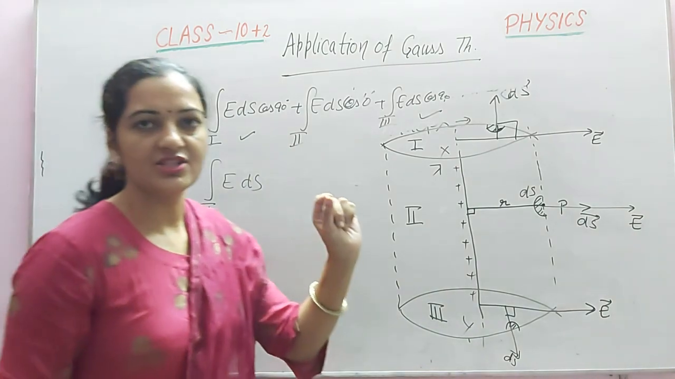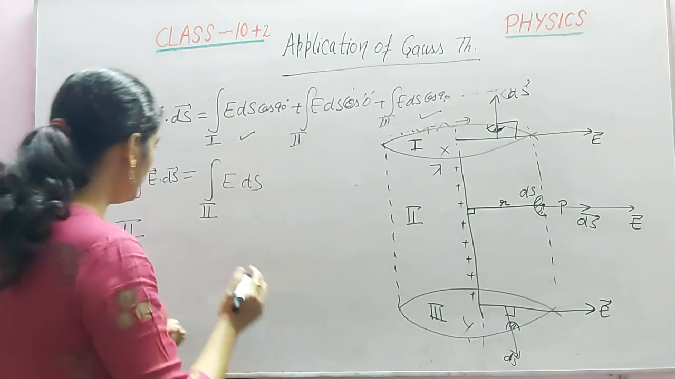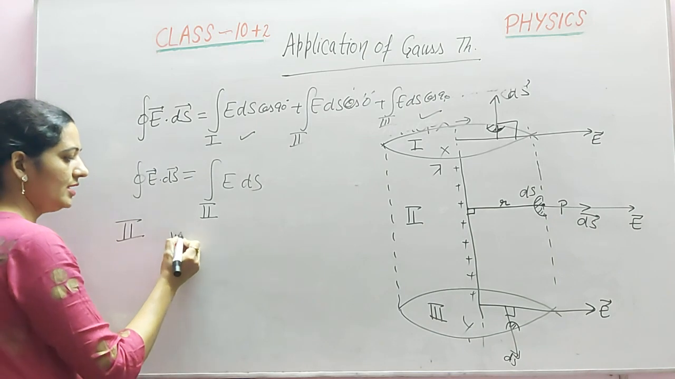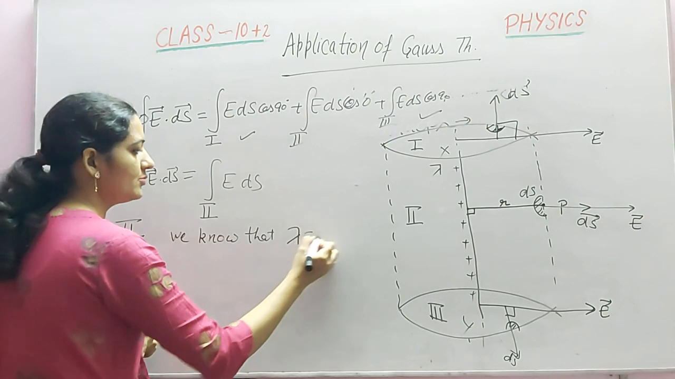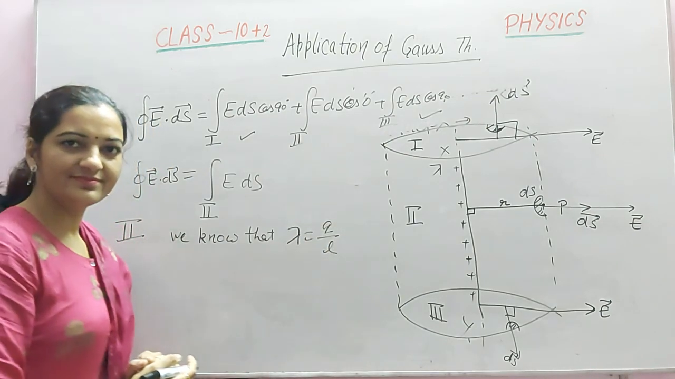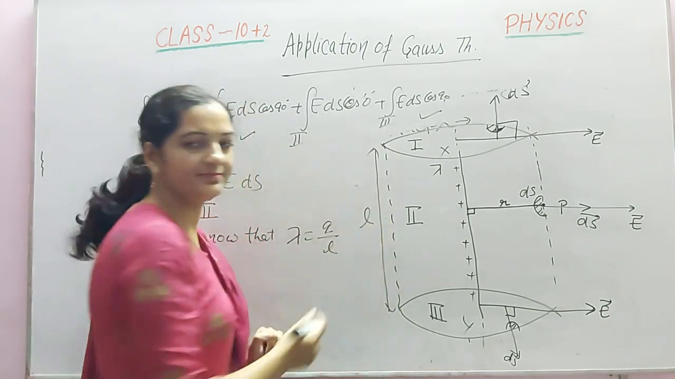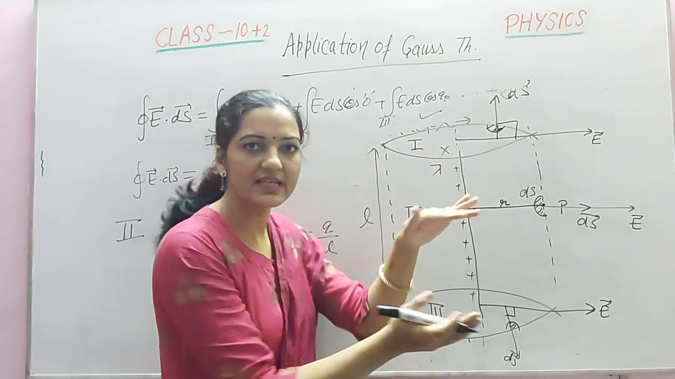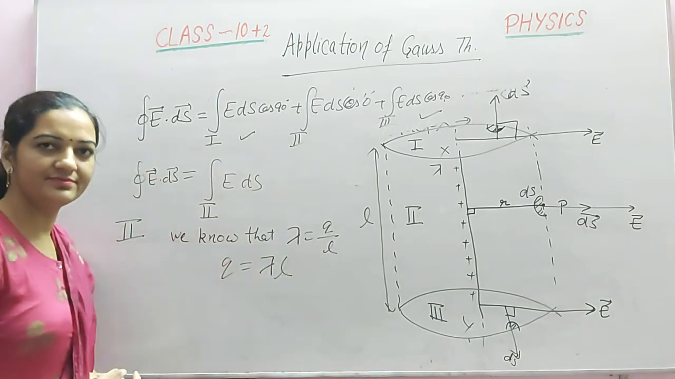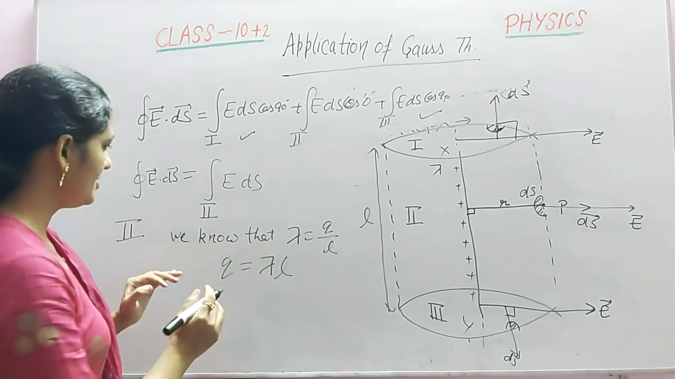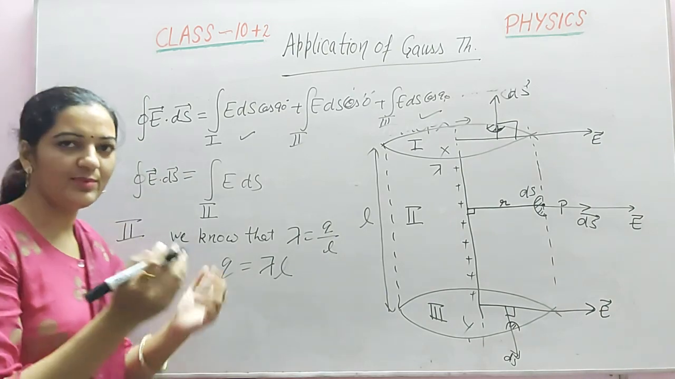Now, the second point is we need the total charge enclosed in the Gaussian surface. How can we find it? We know that lambda is equal to q upon L. If the length of this portion is L, then the total charge enclosed in this cylinder is given by lambda into L. Clear? Now the charge is here and phi is here. We can apply Gauss theorem.